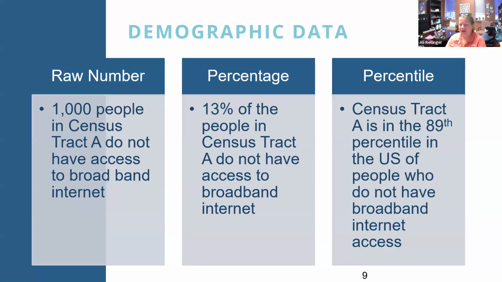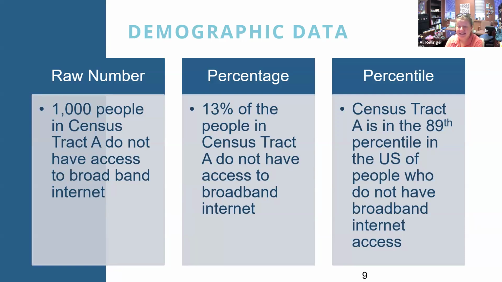Last but not least, when we translate this to a percentile, we find out census tract A is in the 89th percentile in the US of people who do not have access to broadband internet. Now, this is allowing us to contextualize things to other places. If we just look at that 1,000, it might seem like a lot or a little to people, depending on their frame of reference and how much they know about this community. And that 13%, same thing. But the percentile gives us an idea, if you don't know anything about this, whether that is a lot or a little.